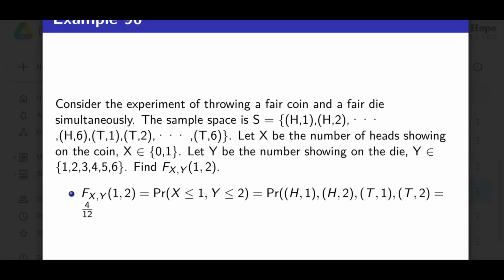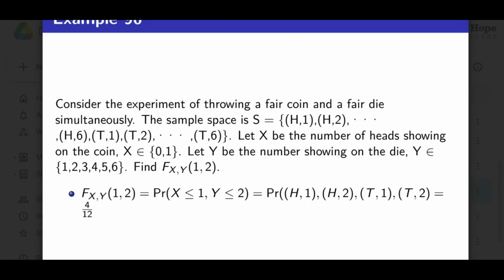These are the only 4 things in the sample space that fulfill this criteria. And you just add up those probabilities. Now, since these are all fair points and a fair die, all 12 of the things that could happen are equally likely. That's why each of these has a probability of 1 over 12. That is why your answer is 4 over 12. So this is an equally likely sample space because of the fairness of the coin and the die.